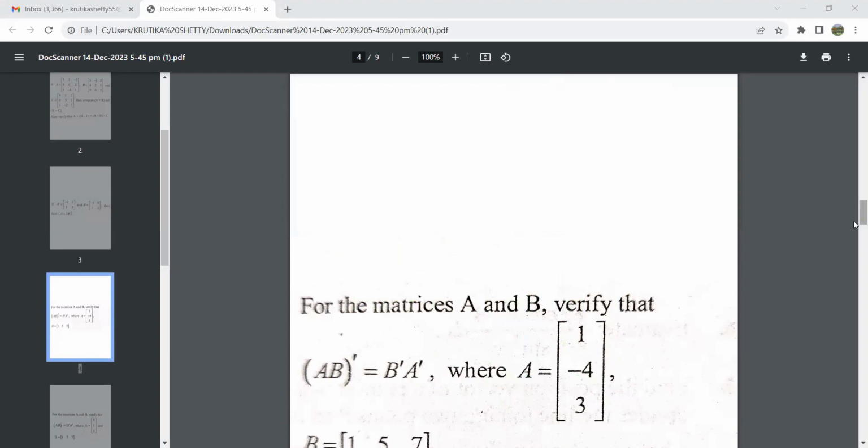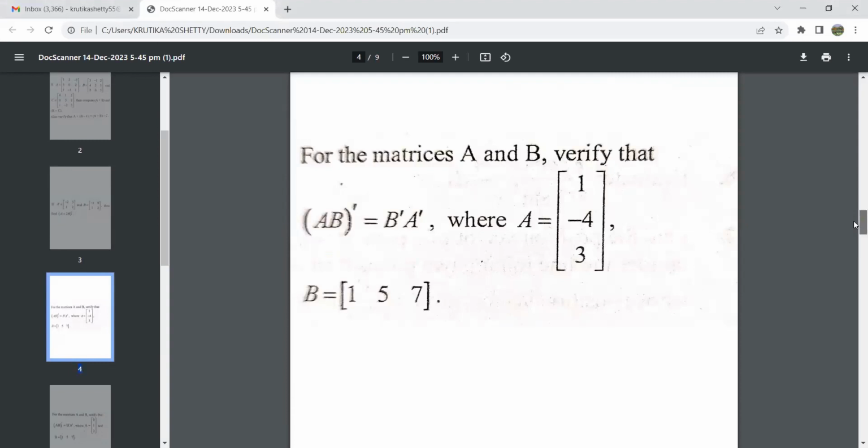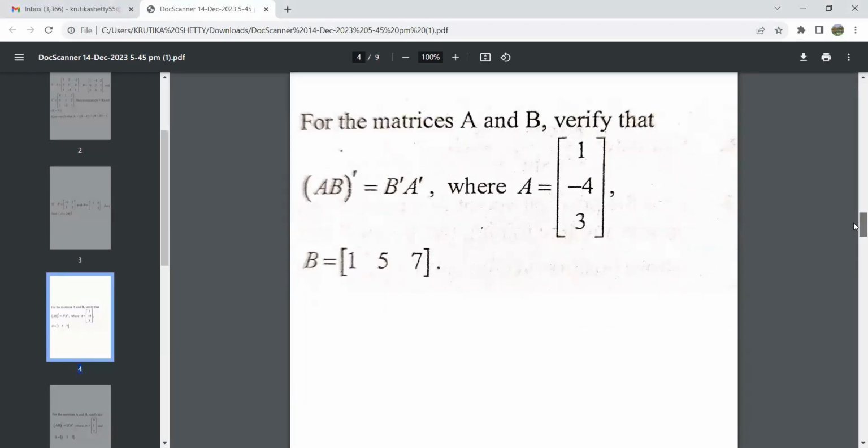Again, this is a 5-mark question, a very easy question. This question can come for 3 marks as well. In some papers it has occurred for 3 marks, and in some papers for 5 marks. So this question is important, for 3 marks as well as 5 marks. Most of the time it has occurred for 5 marks, and it is based on the product of matrices.